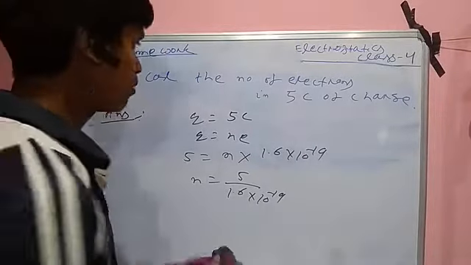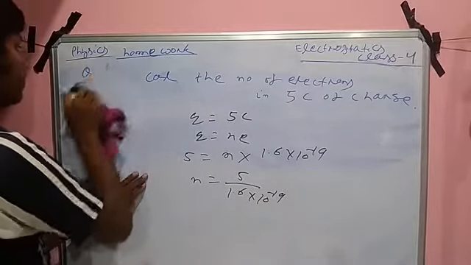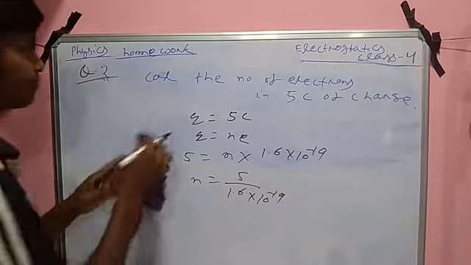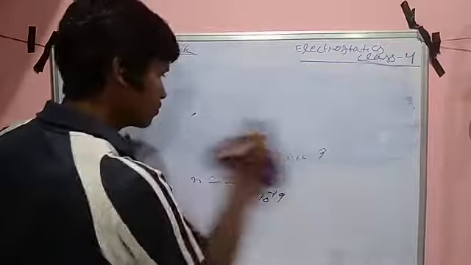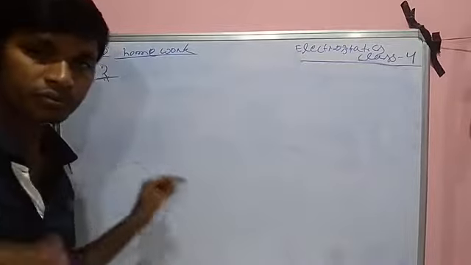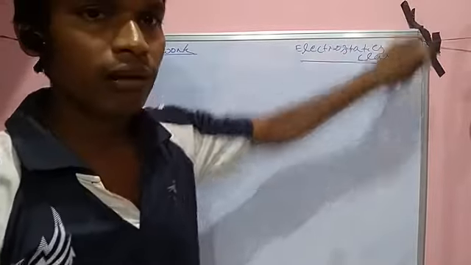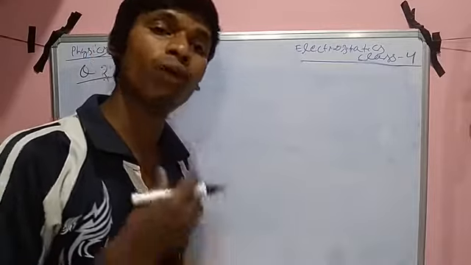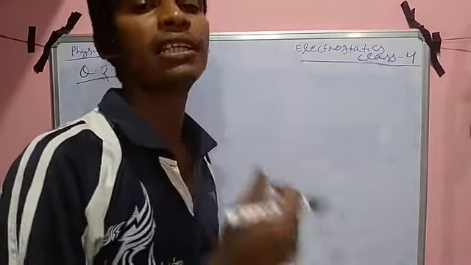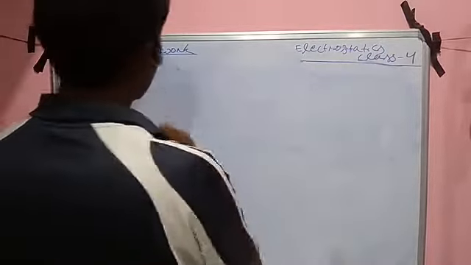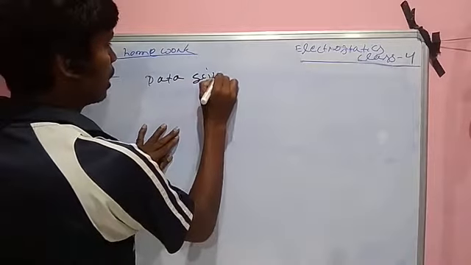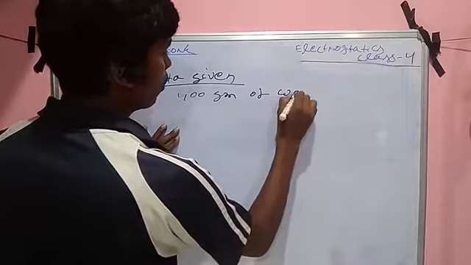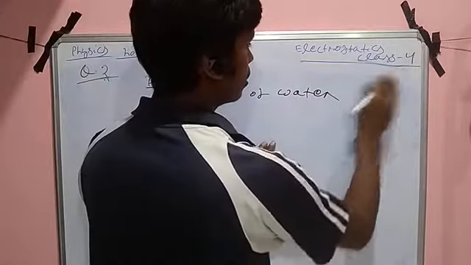Question number 2. Solution. Calculate the number of electrons present in 400 gram of water and determine its charge. Given data: 400 gram of water. The symbol of water is H2O.